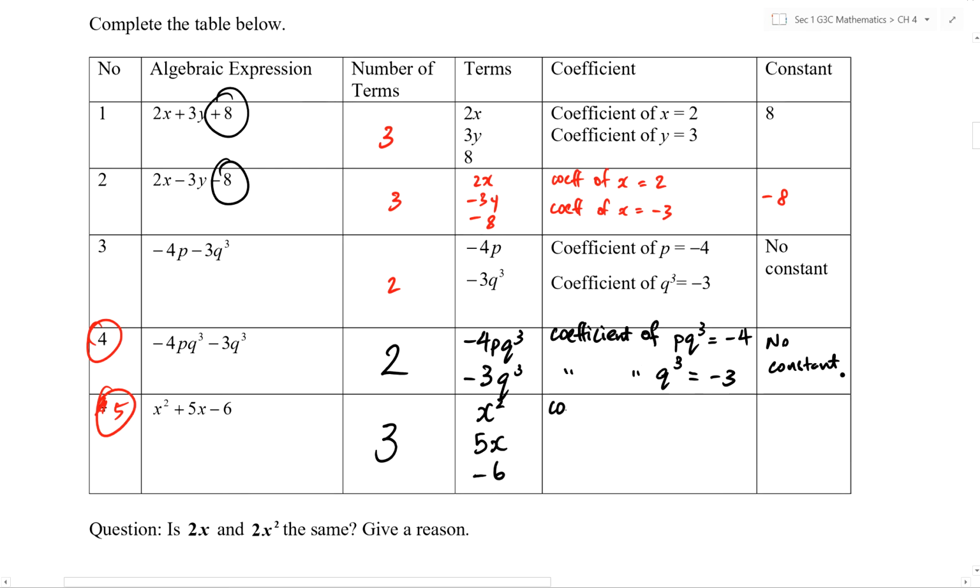So the coefficient of x squared is, oh, what is the coefficient of x squared? There's no number in front. Is it 0? Why can't it be 0? There's no number. Why can't it be 0? See, we've been saying that the coefficient is the number including the sign in front of the variable. So why can't it be 0? I don't see a number over here.